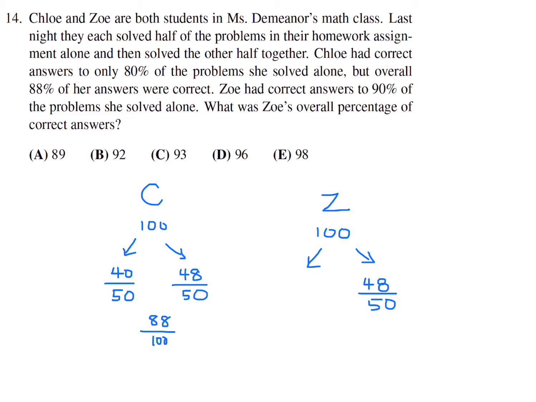And Zoe's got 90% on this problem she solved alone. So those would be 45 correct. So her overall would be 45 plus 48, which is 93 out of 100 correct, which is 93%. So number 14, the answer is C.